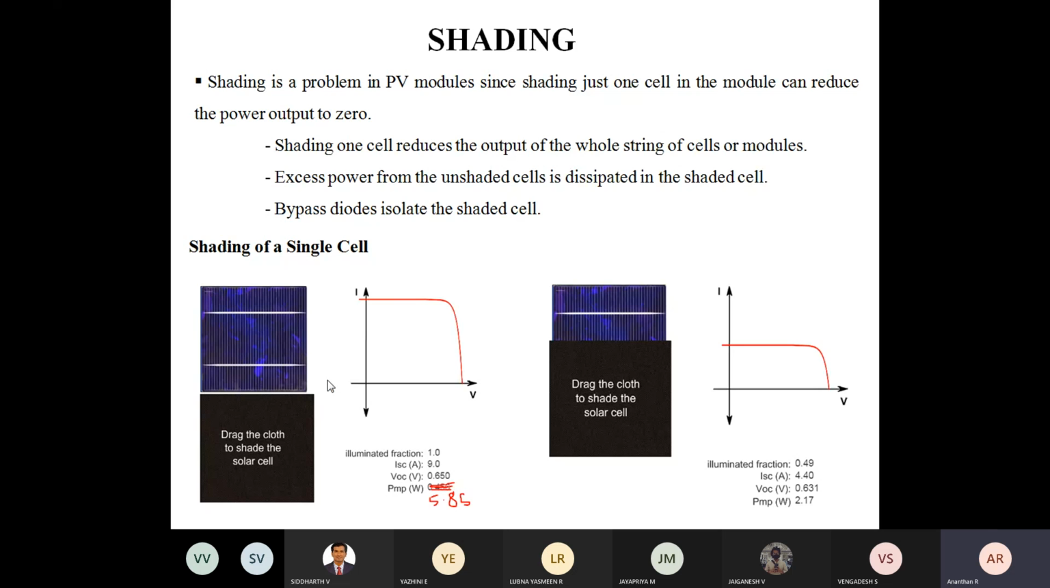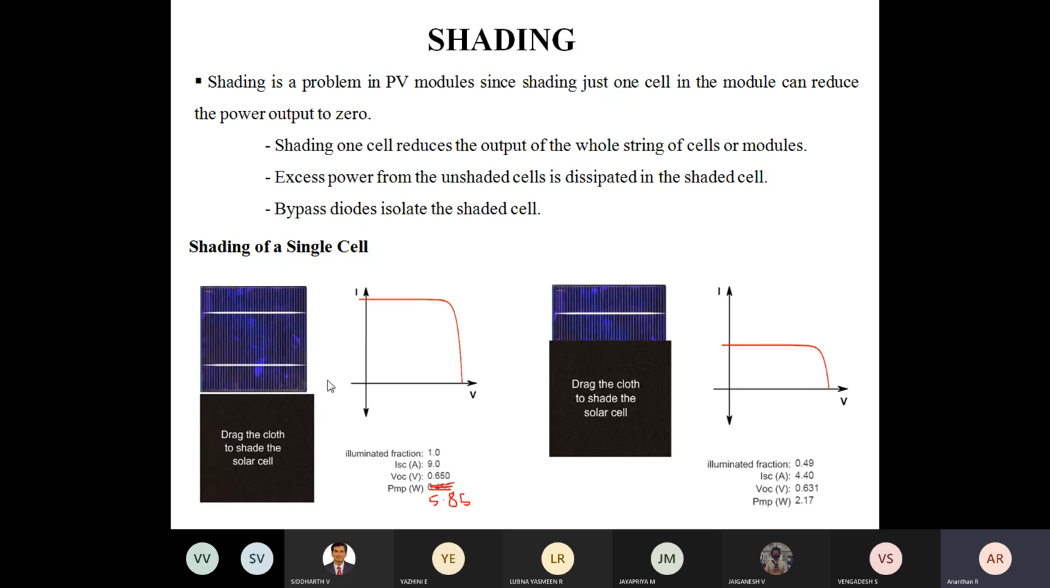Because among 36 cells, only one cell is shaded. The remaining 35 cells are performing well, so we can utilize that power. That's the concept here. By adding isolation diodes, the bypass diodes, we can eliminate these effects.